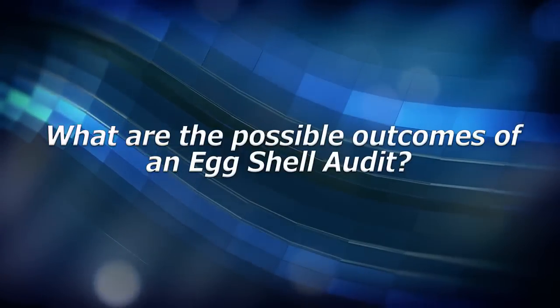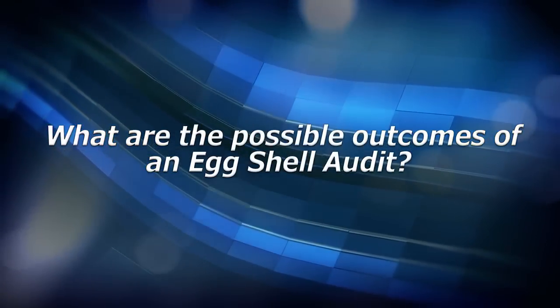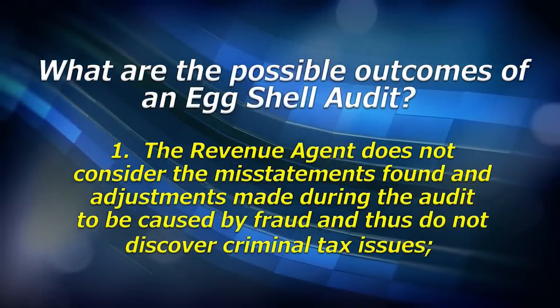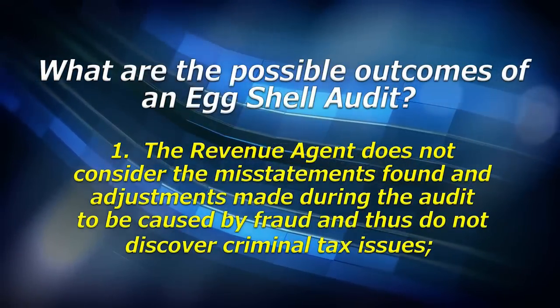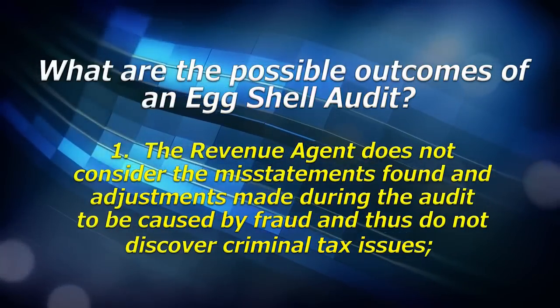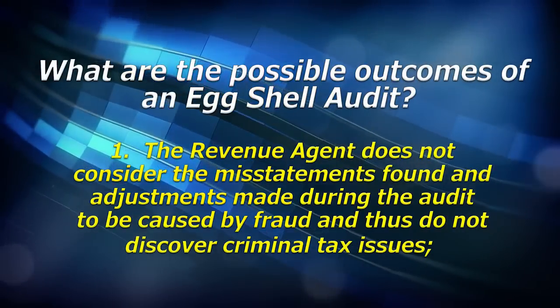What are the possible outcomes of an Eggshell audit? There are generally three possible outcomes of an Eggshell audit. Number one, the revenue agent does not consider the misstatements found and adjustments made during the audit to be caused by fraud, and thus does not discover the underlying criminal tax issues. Well, this is the best result.